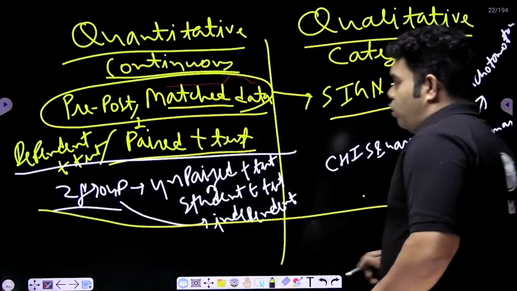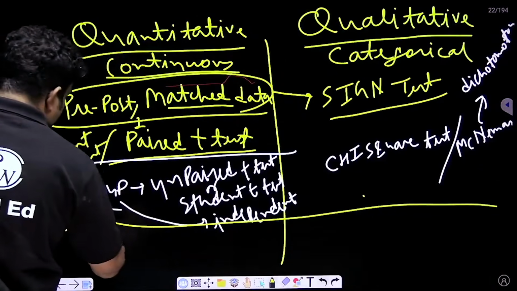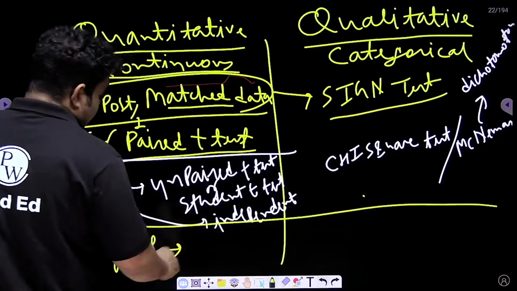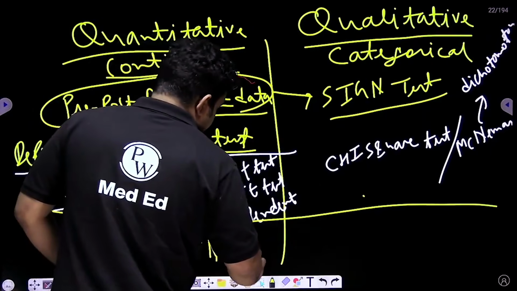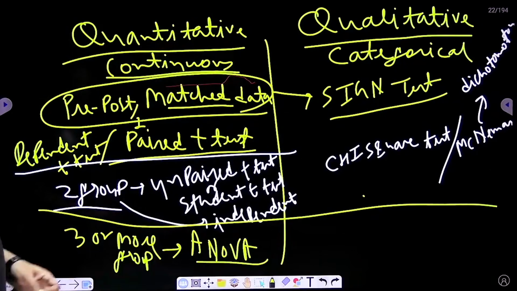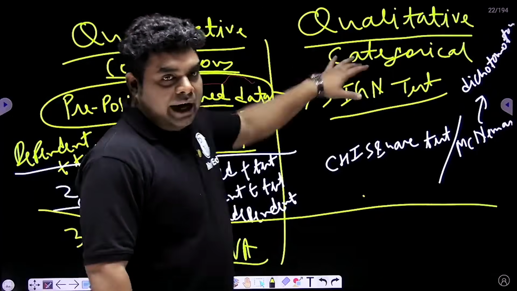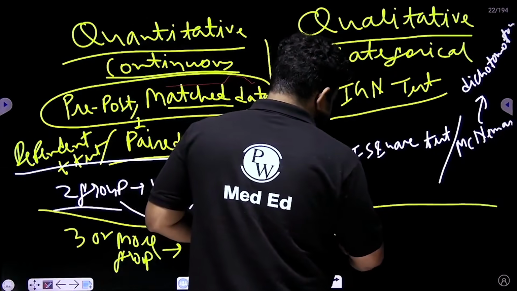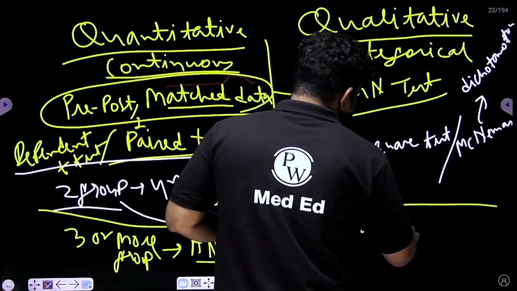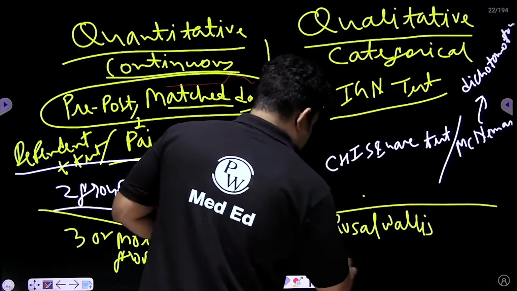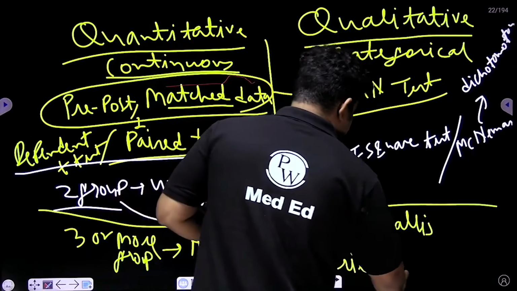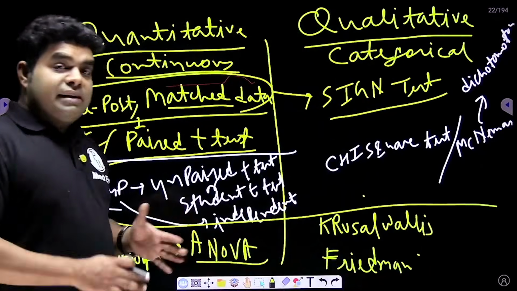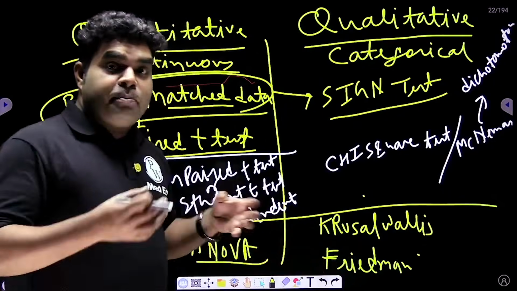If there are three or more groups, then we apply ANOVA. The full form of ANOVA is analysis of variance. But if it is qualitative, categorical data, and there are three or more groups, we can apply Kruskal-Wallis test. We can apply Friedman test. So what is the difference between Friedman and Kruskal-Wallis? See, Kruskal-Wallis is when the data is unpaired. Friedman is when the data is paired.